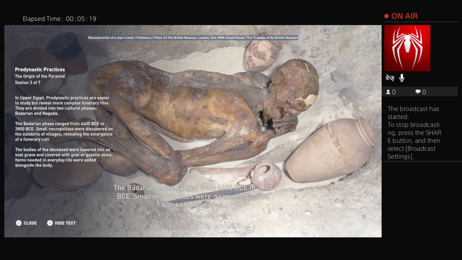The Badarian phase ranged from 4400 BCE to 3800 BCE. Small necropolises were discovered on the outskirts of villages, revealing the emergence of a funerary cult. The bodies of the deceased were lowered into an oval grave and covered with goat or gazelle skins. Items needed in everyday life were added alongside the body.